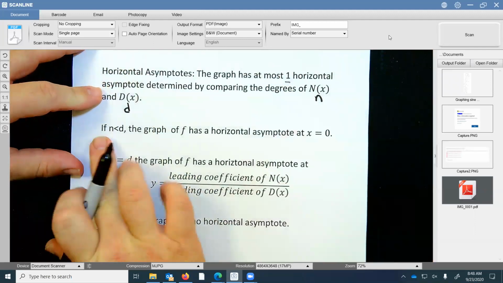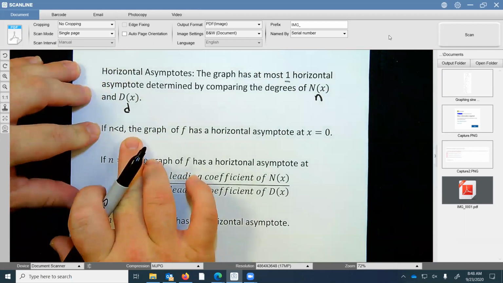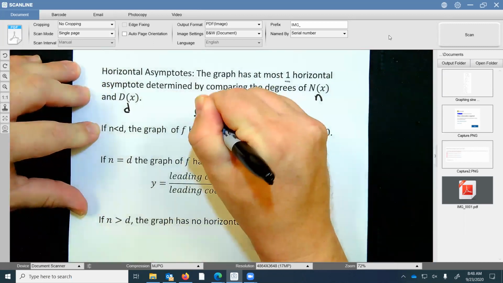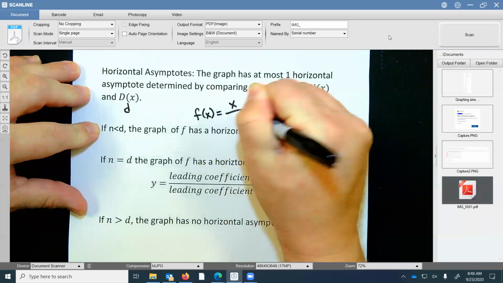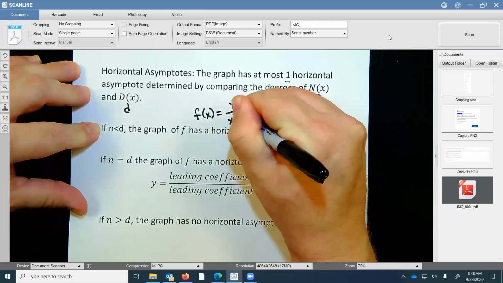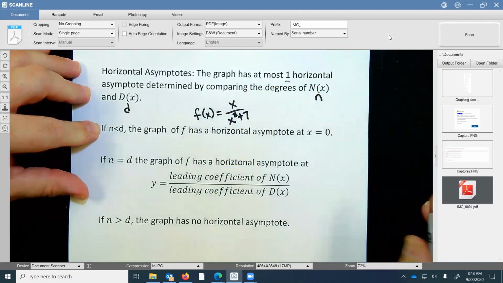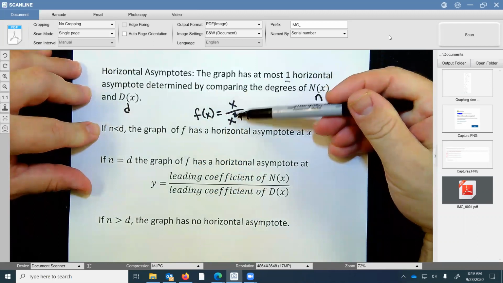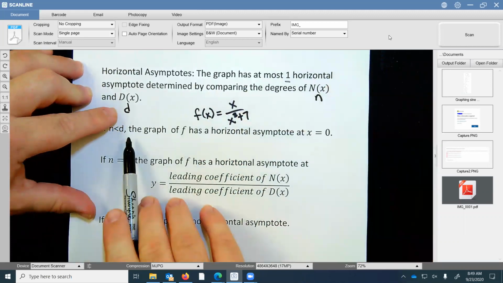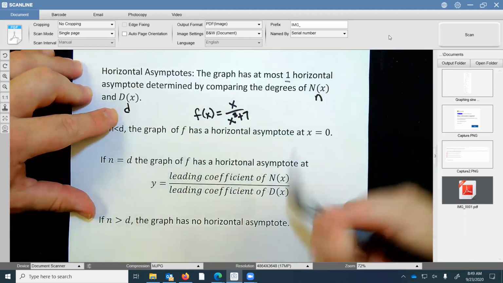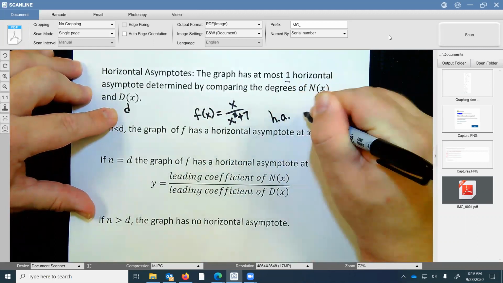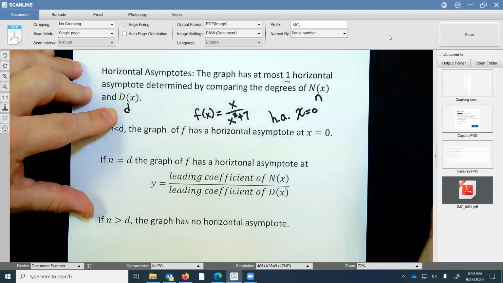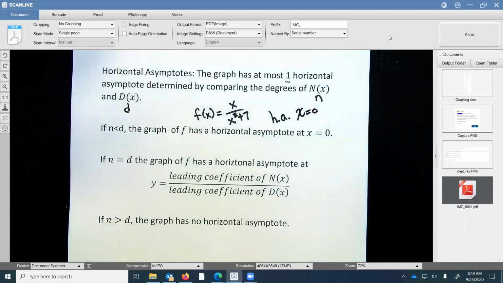And it says if n is less than d, so I'm just going to make up a function, f of x equals x over x cubed plus 7. The degree of the numerator is 1. The degree of the denominator is 3. 1 is less than 3. So the graph of f has a horizontal asymptote at y equals 0. Always. I don't even have to do any math. The degree of the numerator is less than the degree of the denominator. It's always going to have that.